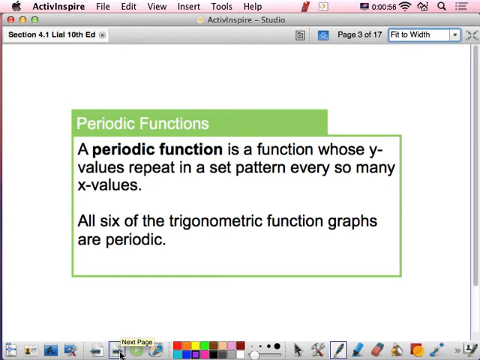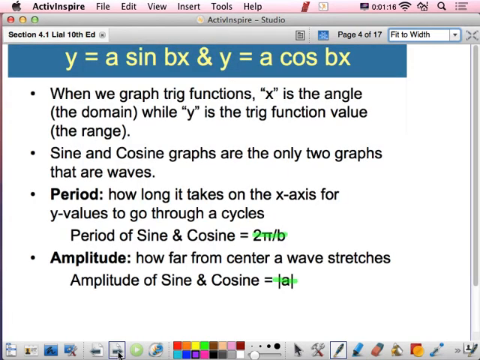Okay, so a periodic function is a function whose y values repeat in a set pattern every so many x values. All 6 of the trig function graphs are periodic. Today we're only going to look at 2 of them. We're going to look at y equals a sine bx and y equals a cosine bx.